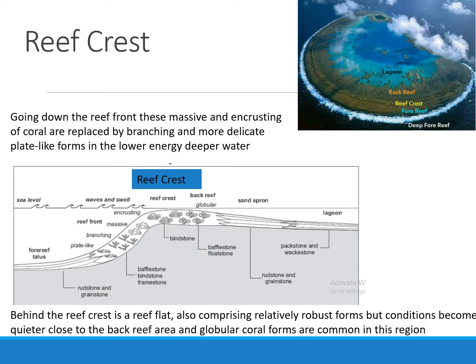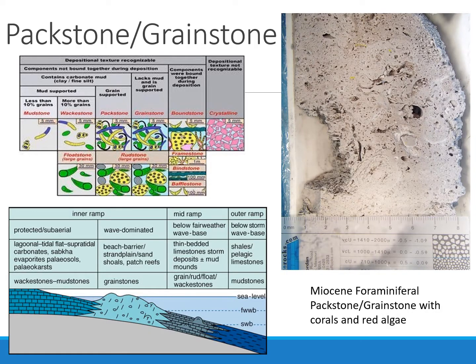If we look at the environment on the reef crest, we see high energy robust globular or dome bindstones, followed by branching and more delicate corals forming baffle, bind and framestones behind the protected crest towards the back of the reef. If we look at a Miocene peripheral packstone and grainstone, we see abundant corals and red algae, which form one of the major facies of this area, together with the globular bindstones observed at the reef crest.